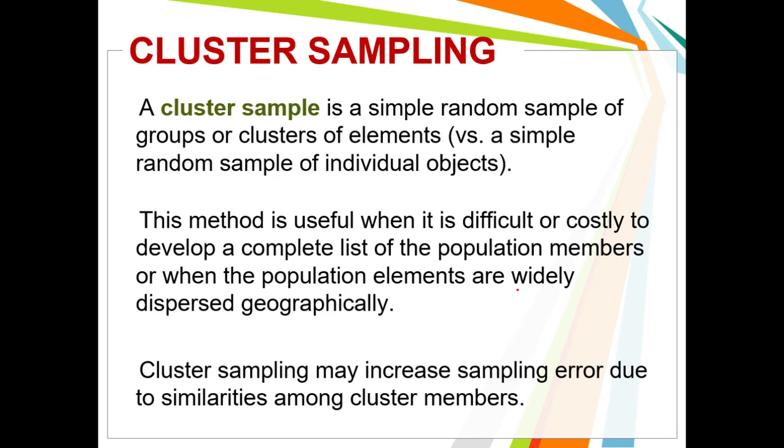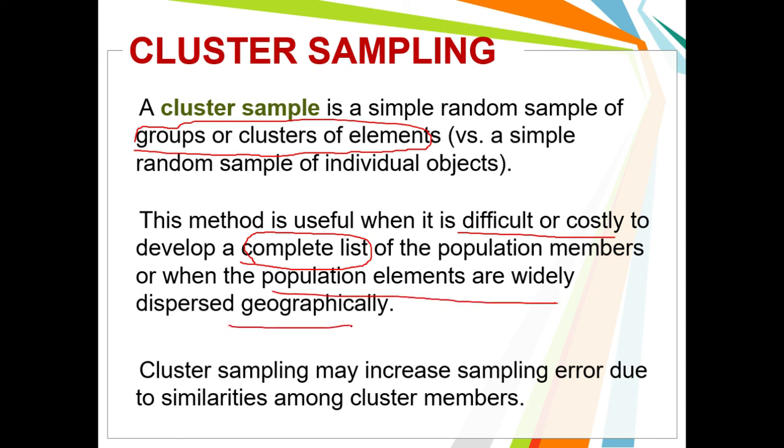Then, the last of our probability sampling is yung cluster sampling. Ang cluster sampling is very similar to stratified. So, almost the same. A cluster sample is a simple random of groups or cluster. Groups pa rin siya or clusters of elements, versus a very simple random sample of individual objects. This method is useful when it is difficult or costly to develop a complete list of the population members or when the population elements are widely dispersed geographically.